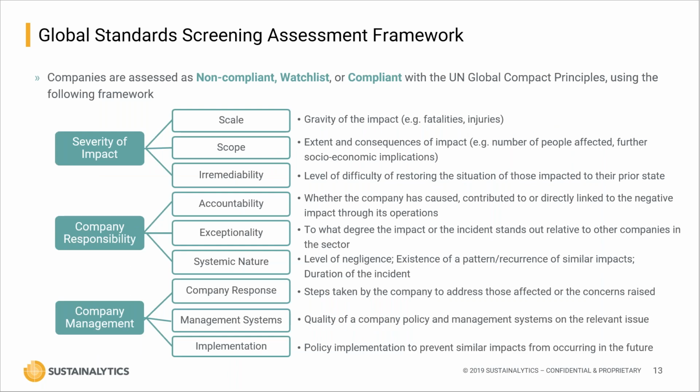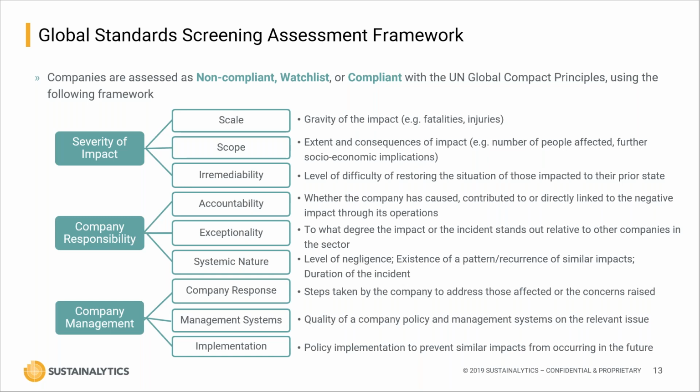And my last focus on the screening framework is to show what the different aspects in the framework are. The first thing we would look at is the severity of the impact, the company responsibility, and the company management. When it comes to severity, we look at the scale: how many injuries have there been in this incident, for instance? What is the scope? How many have been affected by this incident? And is it irremediable? I'm sorry, this is a difficult word for me. Irremediability. So can the company restore the situation easily or not?